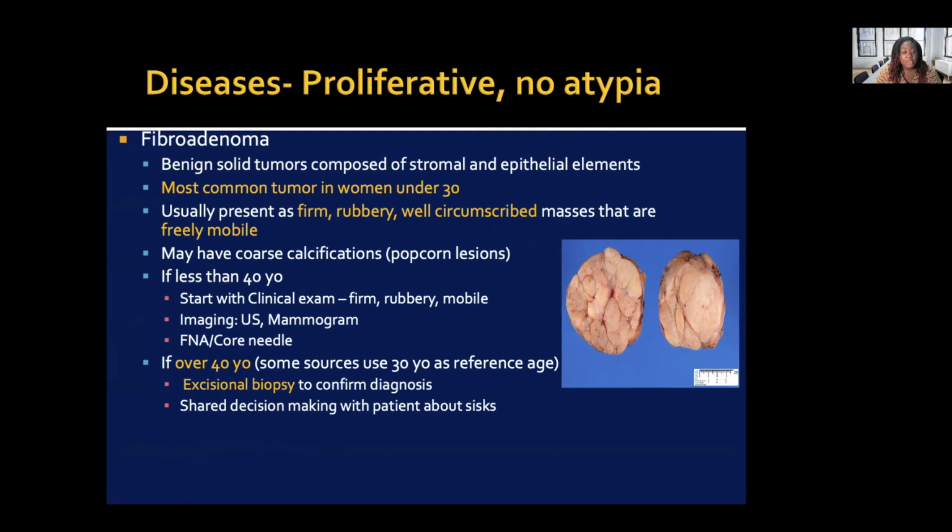If the patient is over age 40, and some sources will tell you age 30 as a reference, you really want to consider an excisional biopsy to confirm the diagnosis. It's important to talk about the risk with the patient as part of what we call shared decision making. Also, note these fibroadenomas can grow to large sizes, and a core biopsy may give us a particular architecture diagnosis. But it's important to have the entire area excised because you don't want to miss something like a phyllodes tumor. That should also be in the differential, especially for large fibroadenomas.